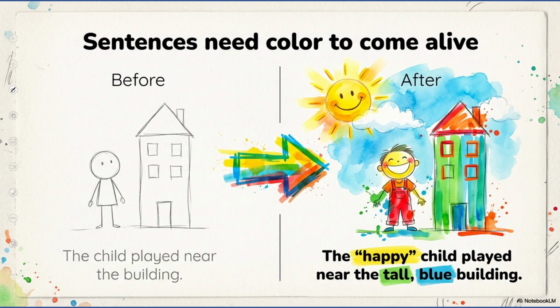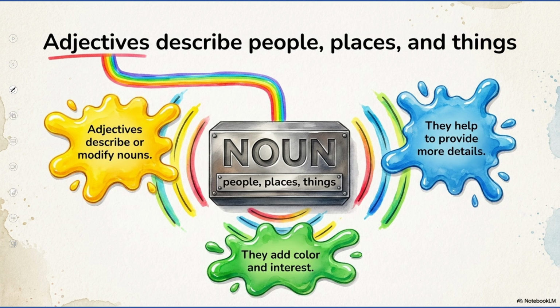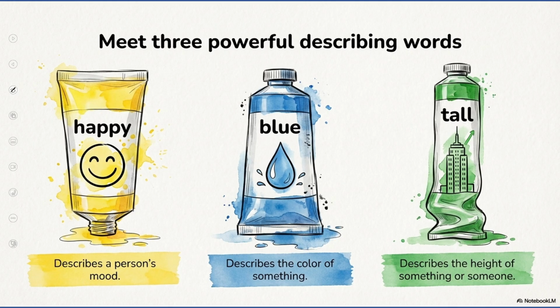So first of all, we need to learn that the adjectives, or the describing words, make the picture come alive. For example, in this case, there are no colors mentioned, but when we color it, we describe it more. It means adjectives make your picture colorful. So first of all, what are adjectives? Adjectives modify the nouns, they provide more detail, and they add color and interest to the nouns.